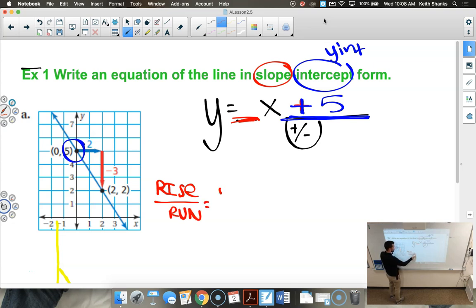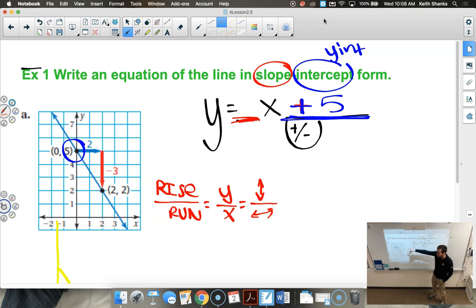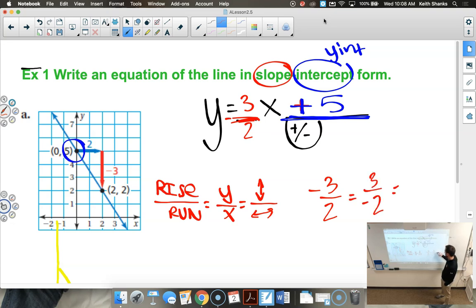Or y over x. Sometimes it's called the change in y over the change in x. Or I just think through directions: up and down versus left and right. So not 2 over -3, but 3 over 2, and it's a negative. Do we all agree that this is the same as this is the same as this? Those are all the same thing.